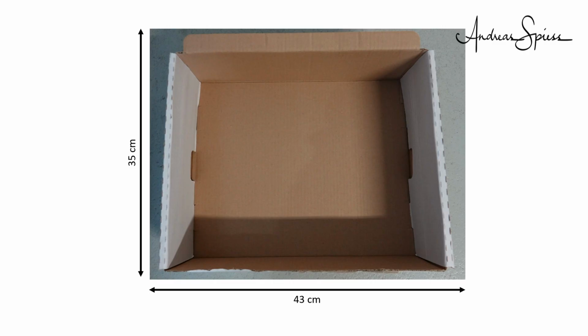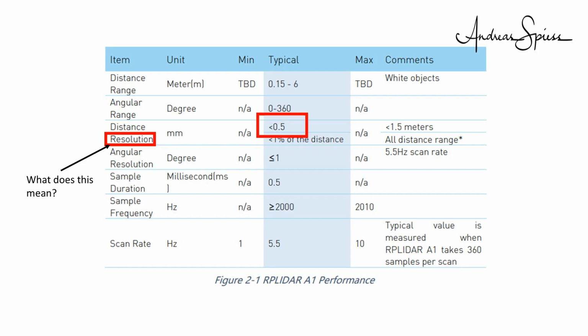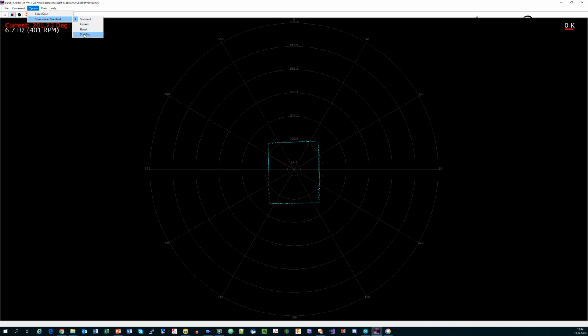The last question which can be asked is not relevant for obstacle avoidance. How accurate is it? This box measures 43 times 35 centimeters. The LIDAR measures 41 times 35, which is a little short. And you see the value fluctuates around 2 to 3 millimeters. The specifications say it should be able to measure below 0.5 millimeters, which is definitely not true in standard mode. If we change to stability mode, we get this stability. The accuracy, however, is more or less the same.